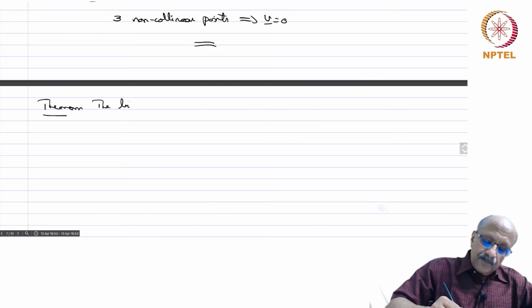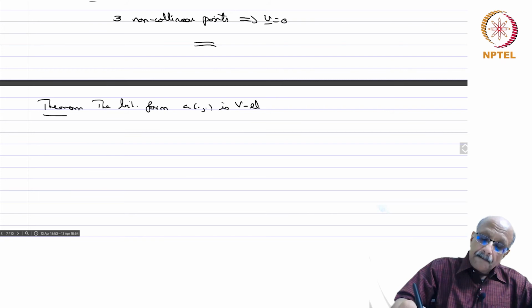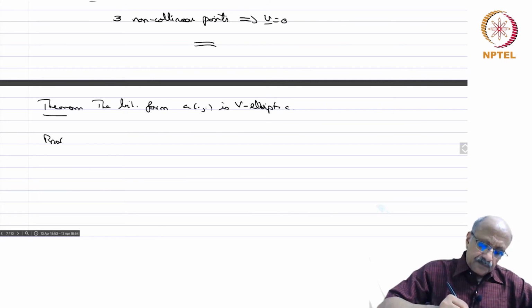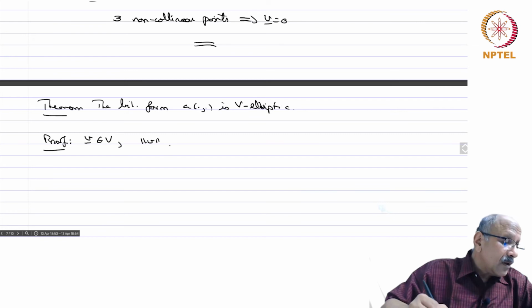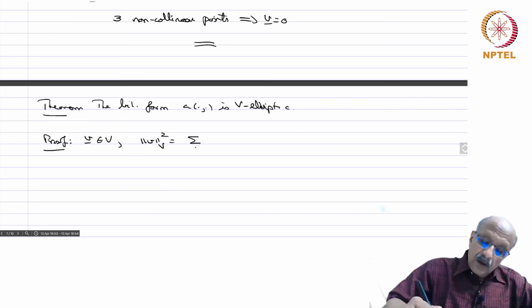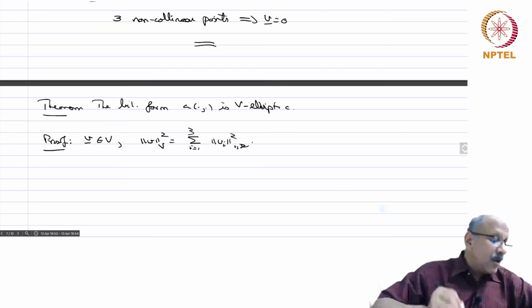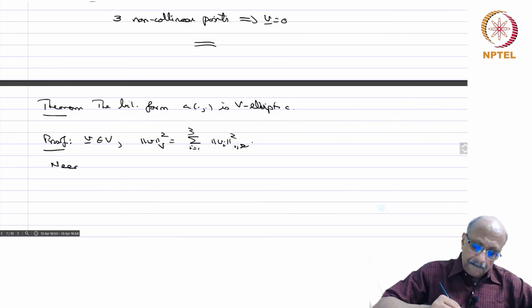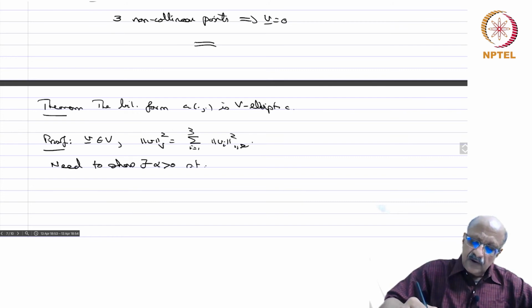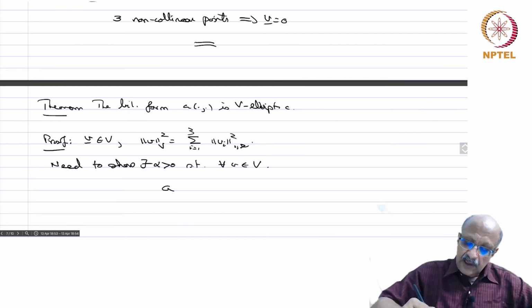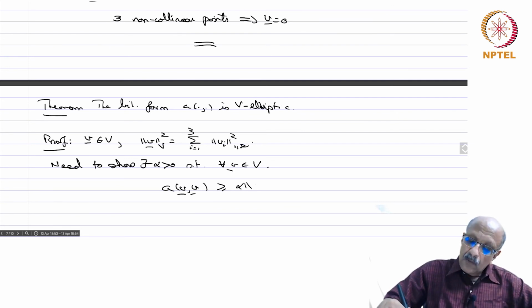The bilinear form A is V-elliptic. Proof. For v in V, what do we have? The norm of v squared is the sum over i equals 1 to 3 of the norm of vi squared over omega. So we need to show there exists alpha positive such that for all v in V, A(v,v) is greater than or equal to alpha times norm v squared.